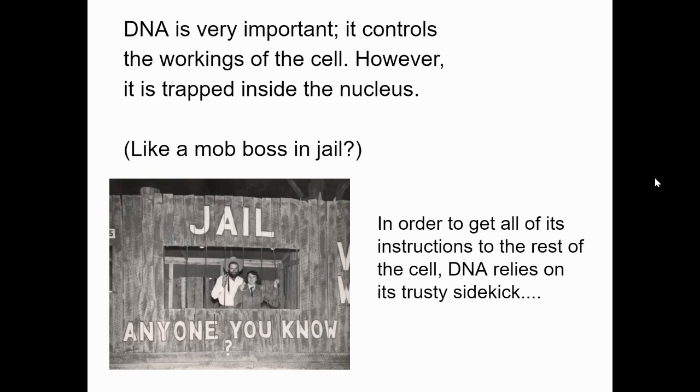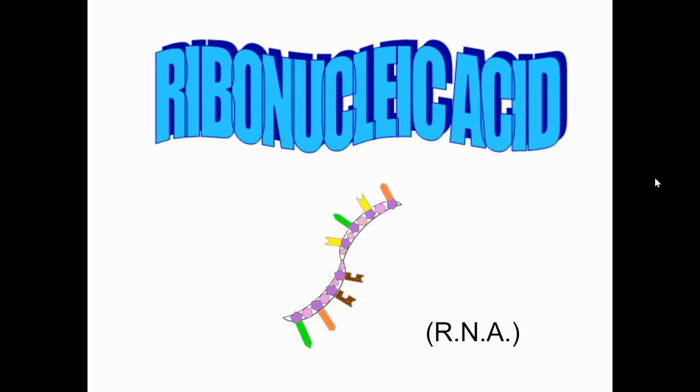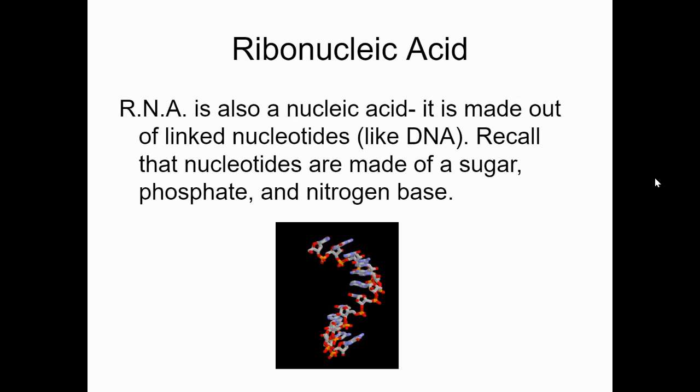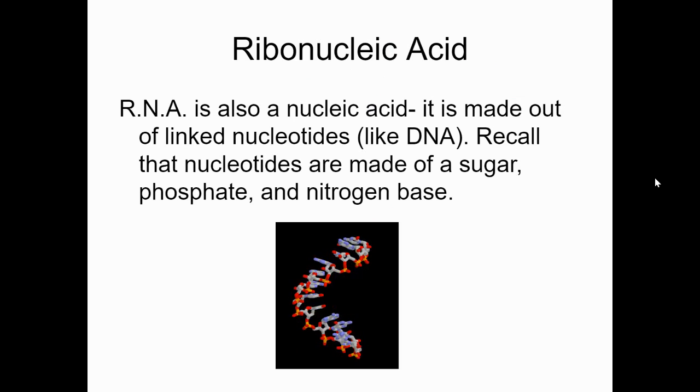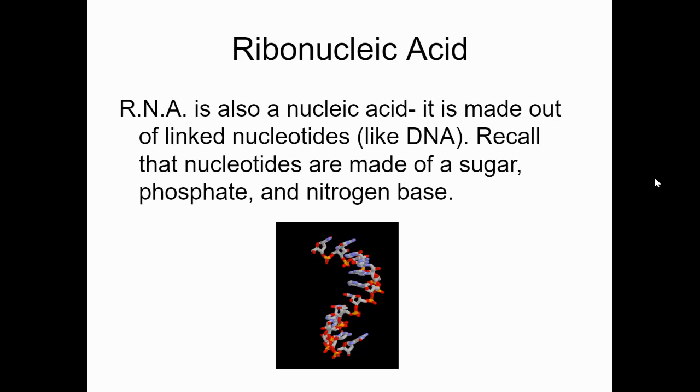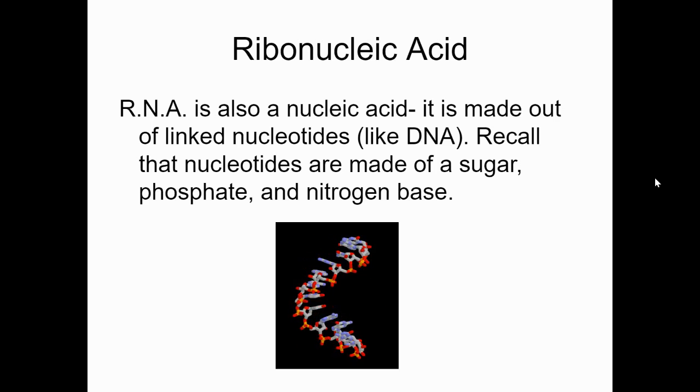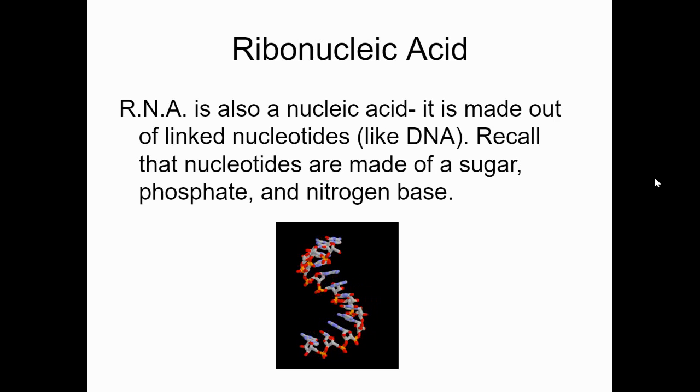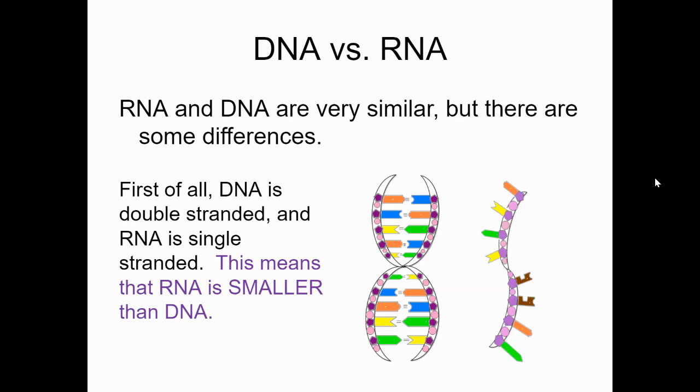Well, that's because DNA is going to rely on another similar molecule in order to send the code. And that molecule is known as RNA, or ribonucleic acid, right? Very, very similar to our DNA molecule. Now, ribonucleic acid is also a nucleic acid just like DNA, which means it's made up of nucleotides similar to DNA. And so we know that it's made up of a sugar, a phosphate, and a nitrogen base. However, although they are similar, they do have some differences.